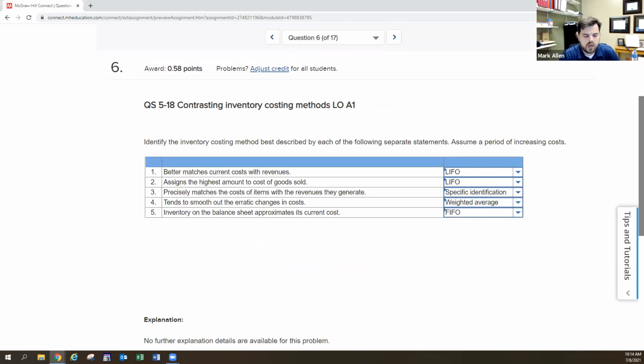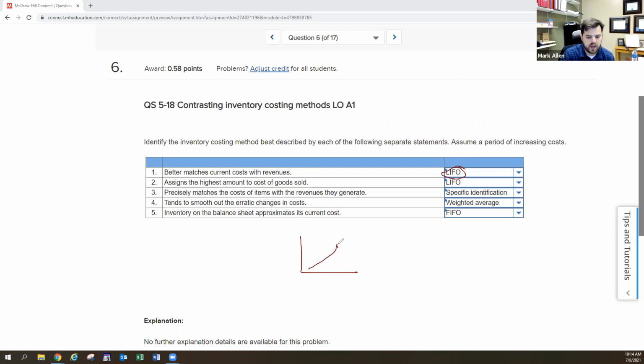Now, number 6 is kind of a breather question, right? We've done some hard work on the last 2. This one gives us a second to relax and just have an easy conceptual type question. So in this case, better matches current costs with revenues. This is LIFO. This is what we said before.